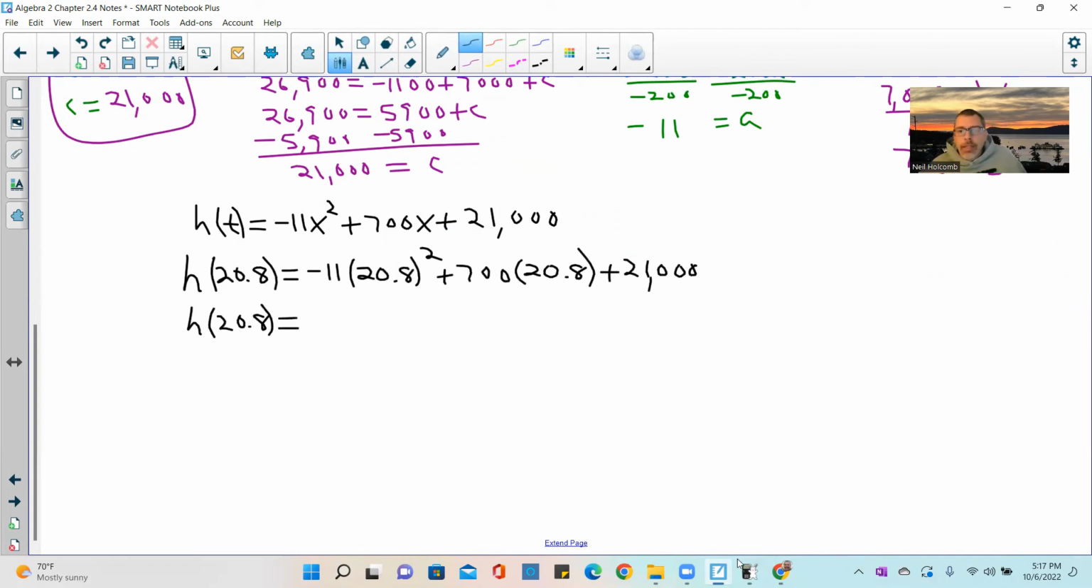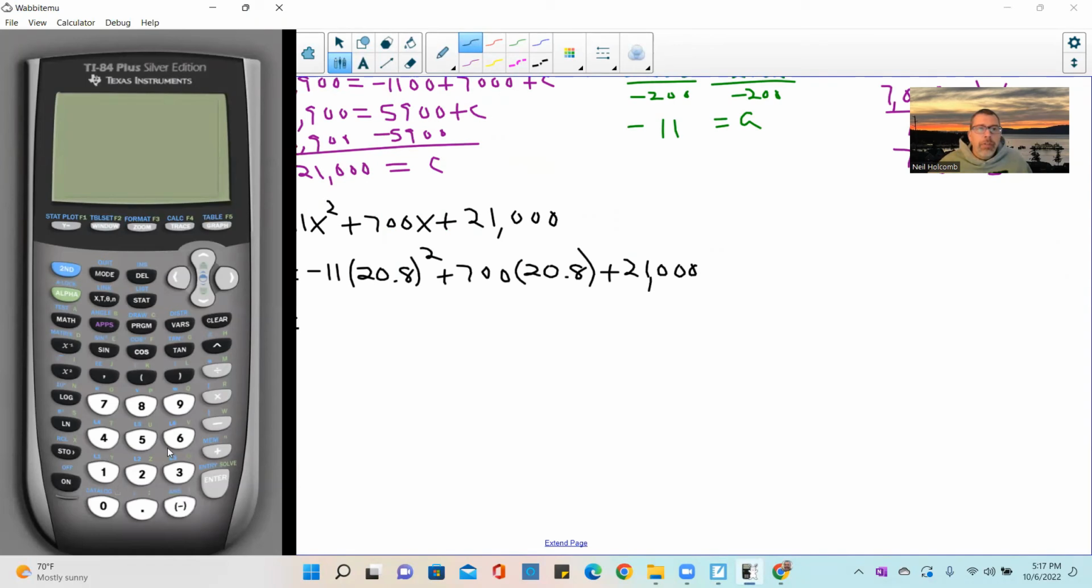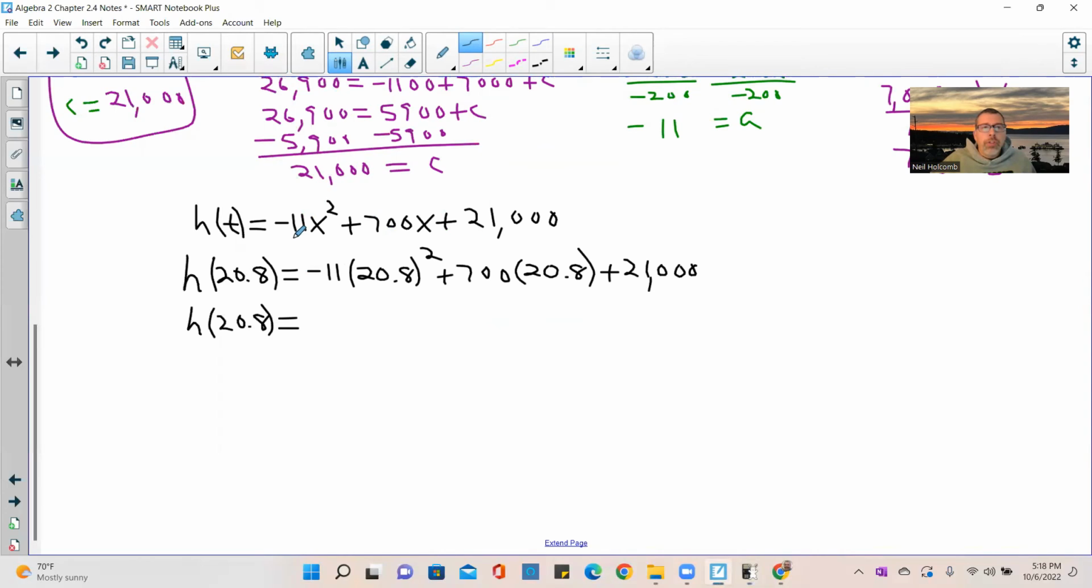So h of 20.8 equals, and I'll just use my calculator to do this. So it's going to be negative 11, parentheses, 20.8 squared plus 700, parentheses, 20.8, close parentheses, plus 21,000. And I get 30,800.96. So that's approximately 30,801. So at approximately 30,801 feet is when the weightlessness will occur. Okay, that was a pretty cool problem.